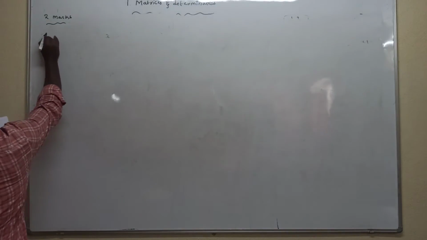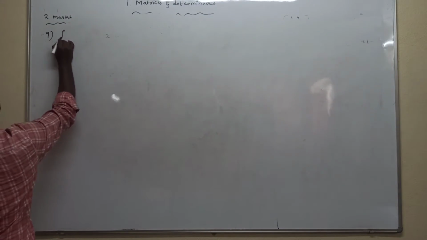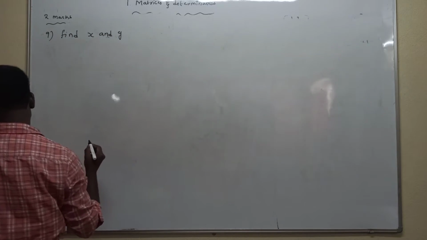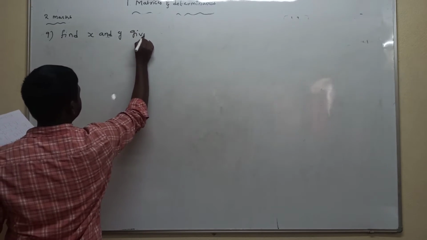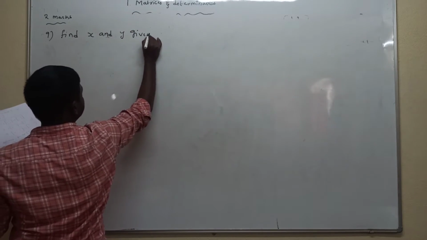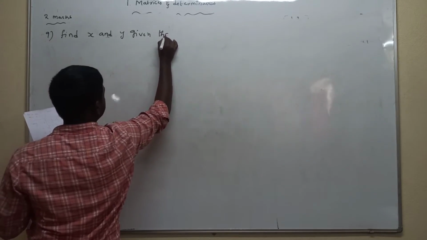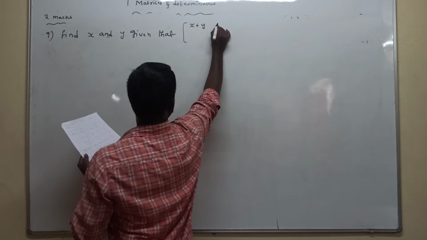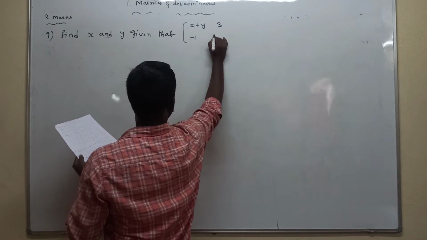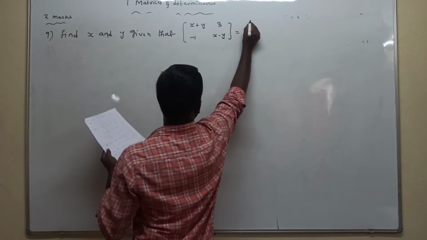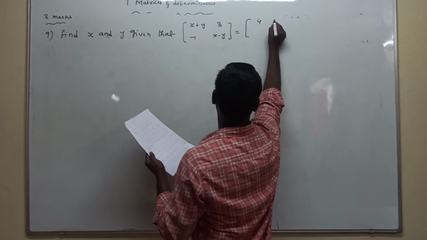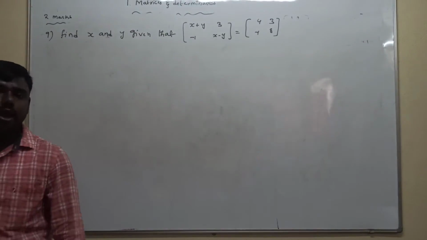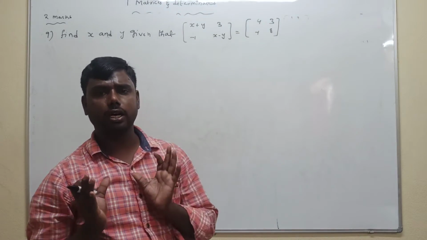Next we are going to the 9th one. Find x and y given that x plus y, 3, minus 1, x minus y, 4, 3, minus 1, 8. Here we find the x value and y value.